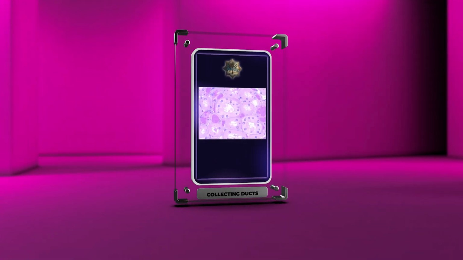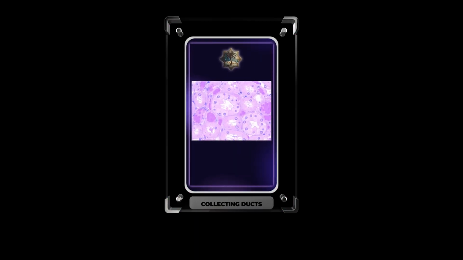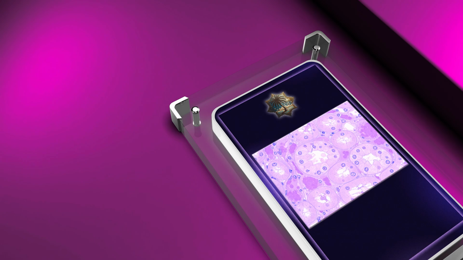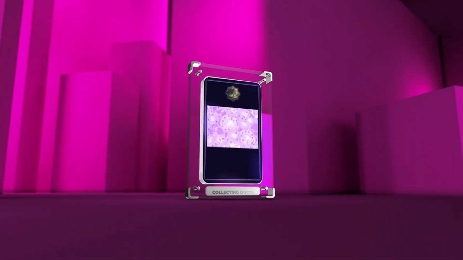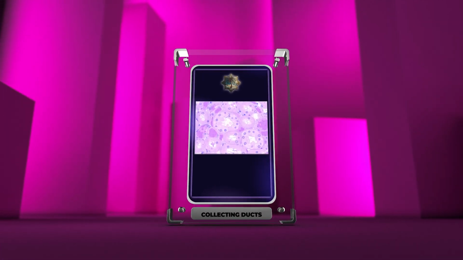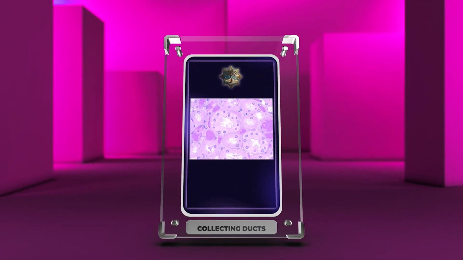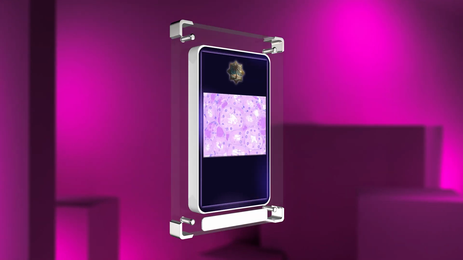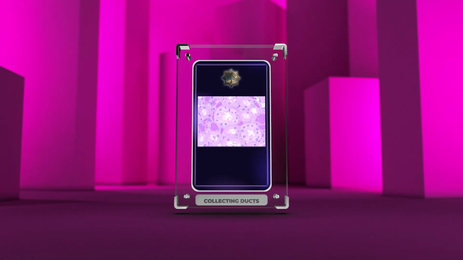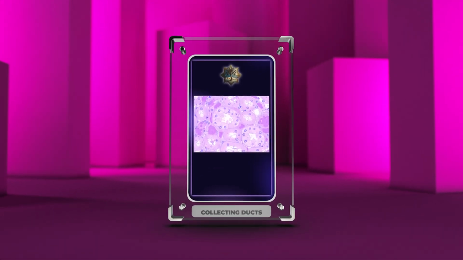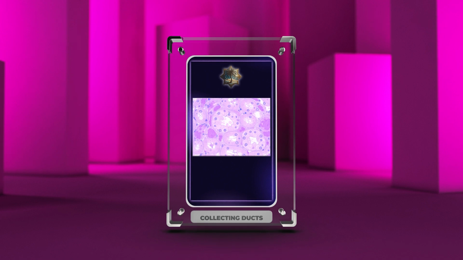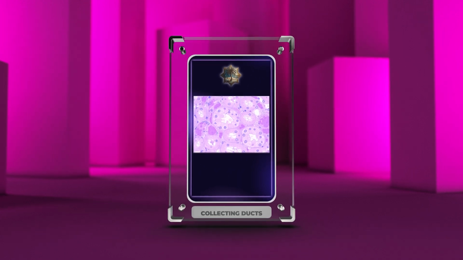Welcome class to today's lecture on the structure and function of the collecting ducts in the kidneys. The collecting ducts are crucial components of the urinary system, playing a vital role in water and electrolyte balance, acid-base regulation, and urine concentration. In this lecture, we will explore the intricate anatomy of the collecting ducts, their mechanisms of water reabsorption, regulation of sodium and potassium levels, and their involvement in clinical disorders.